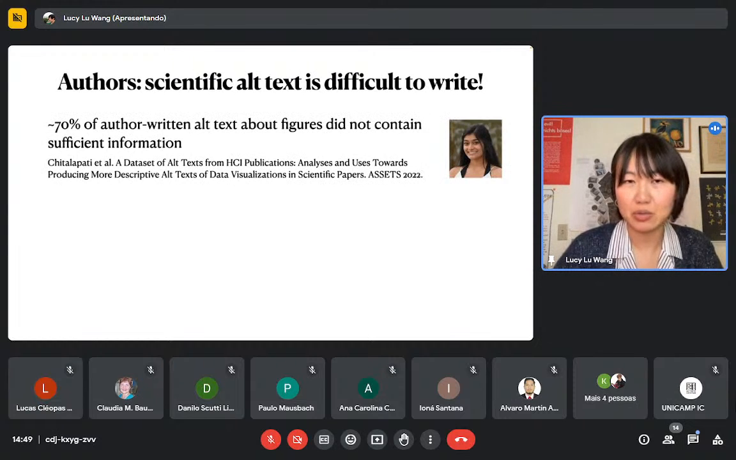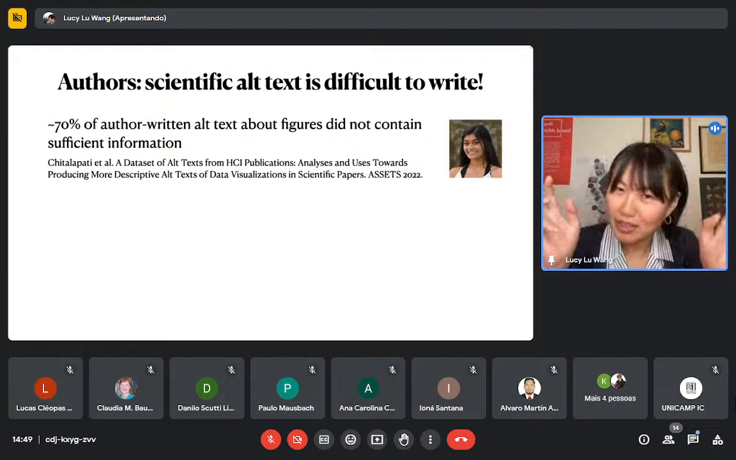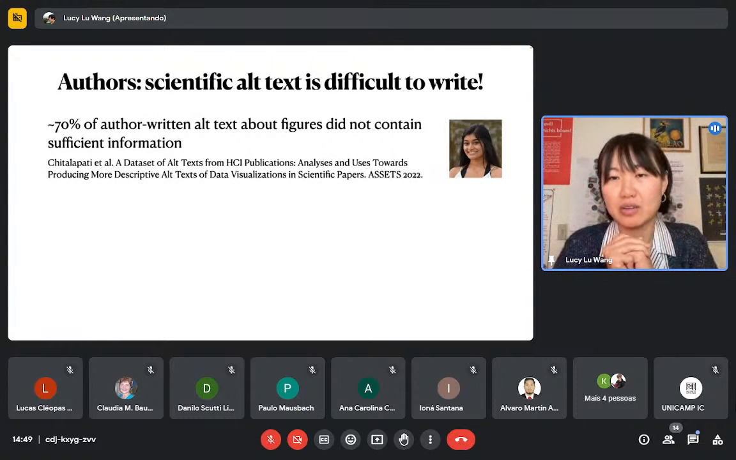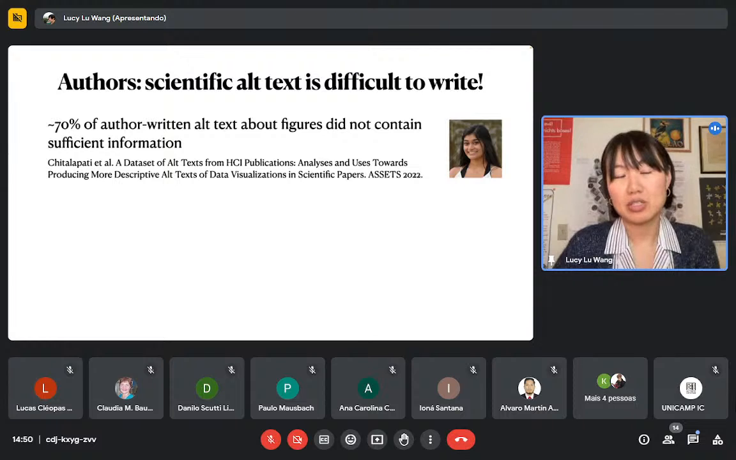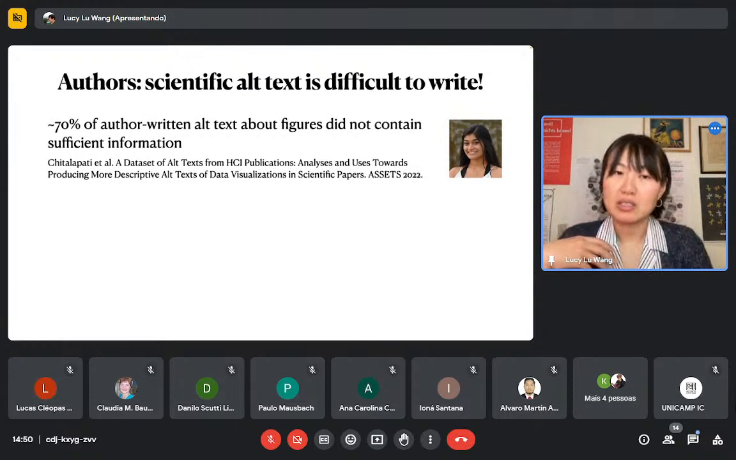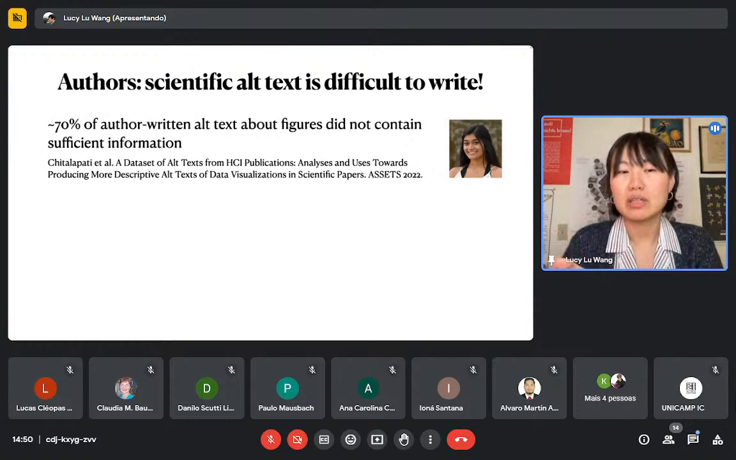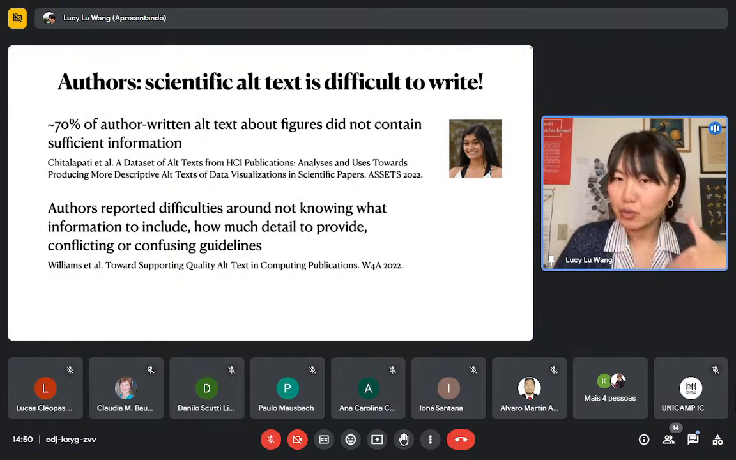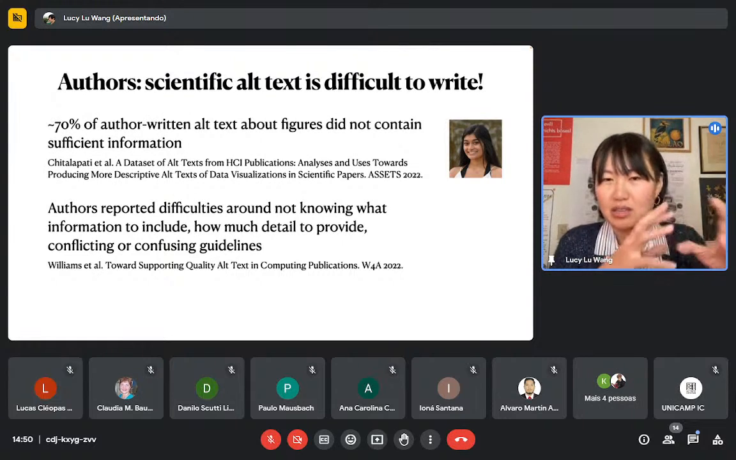So in a study we published in ASSETS 2022, which was led by my student Sanjana Chintalapati, we found that among a small proportion of scientific figures that do have alt text, so that 2.5% sample or less, some 70% of the author-written alt texts about these figures actually didn't contain sufficient information to understand all key aspects of the image. For example, some of the alt texts might have missed describing the primary trends or correlations that would have been clear to a sighted reader, but not to someone who can only read the figure description. And in other work by Williams et al., the authors interviewed in their study reported difficulties around not knowing what information to include, how much detail to provide, as well as these conflicting and confusing guidelines.